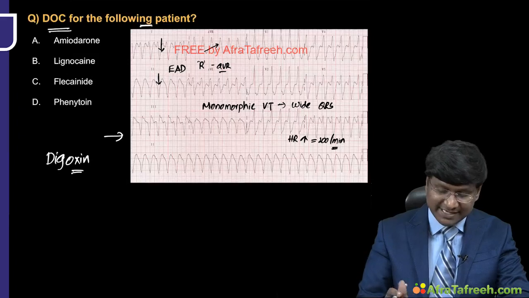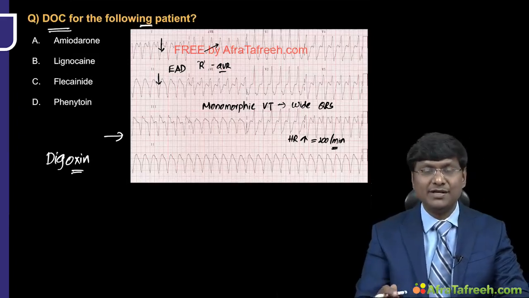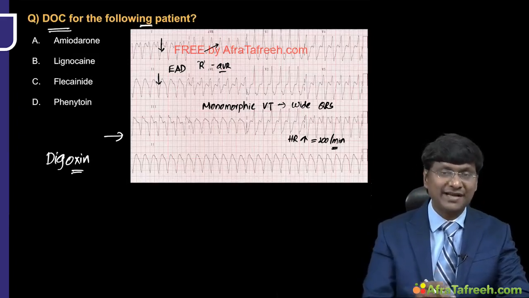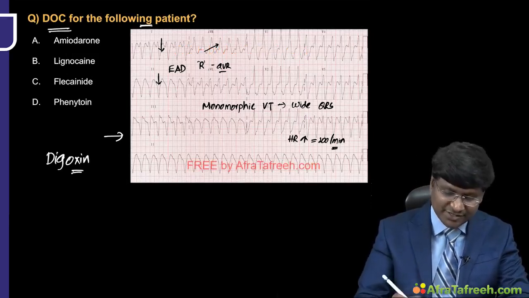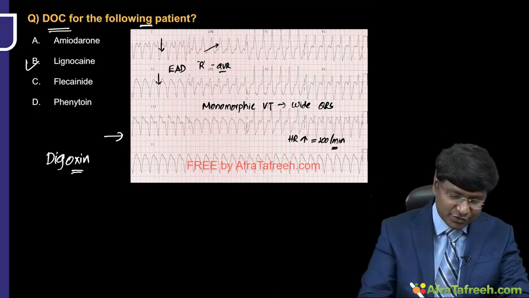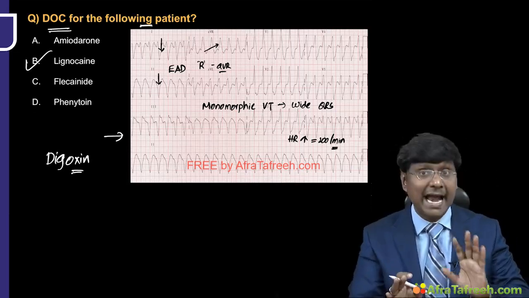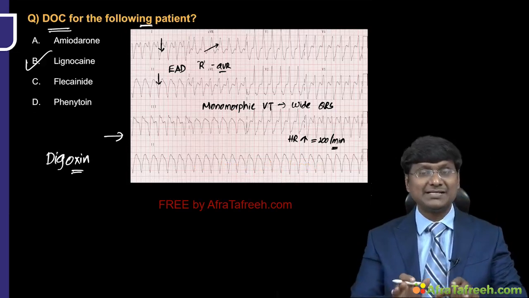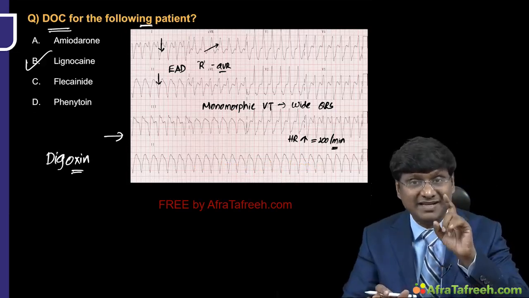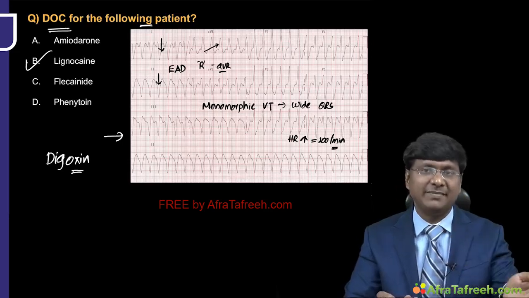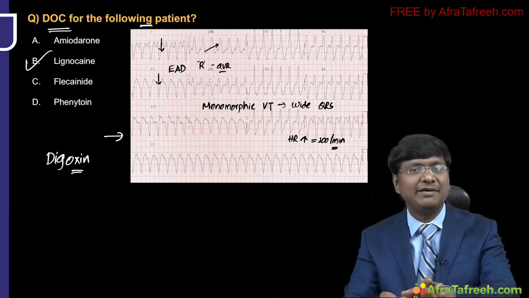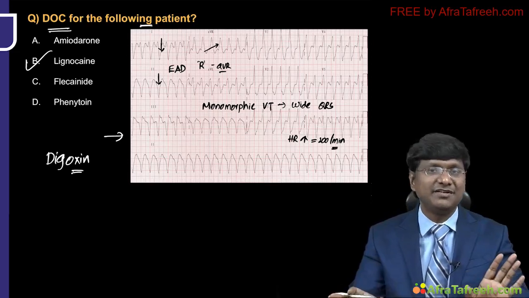And this wide complex tachycardia is nothing but monomorphic VT, and the patient is taking digoxin. So secondary to digoxin toxicity, the patient has developed this VT, and if the individual develops VT secondary to digoxin toxicity, the drug of choice will be lignocaine. And you have to remember that the patient should be hemodynamically stable. In hemodynamically stable VTs, we give medical management. In hemodynamically unstable VT, DC cardioversion will be the treatment of choice.